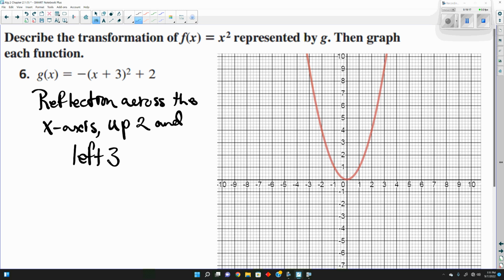Because we're talking about quadratics, which are defined by a square. And that's it.